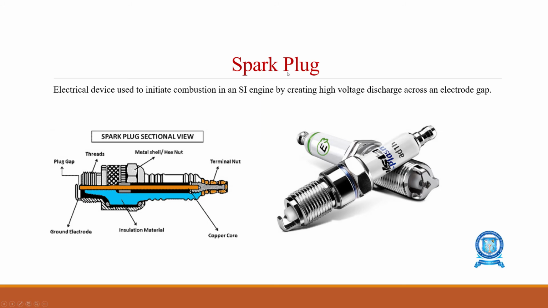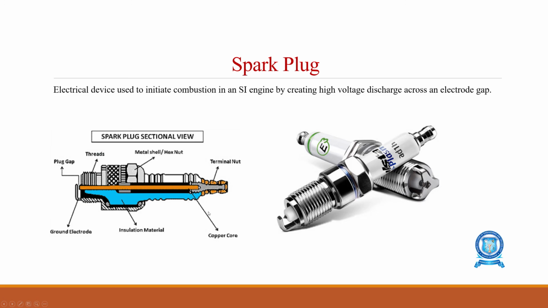And the last is the spark plug. The spark gap is very efficient. You can see the copper rod is there for efficient transmitting of power. This is the metal shell, and these are threads for eliminating the heat. These threads are provided in the spark plug for getting rid of heat very easily. The terminal nut is where the connection from the battery will be given. And this is the ground electrode.